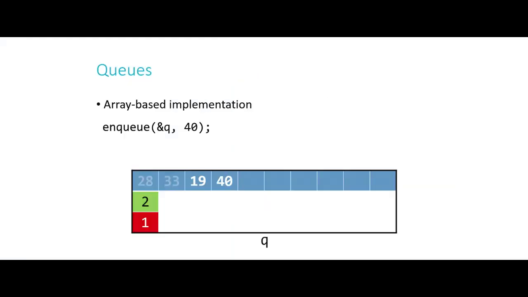And so after we've added 40 to the queue, well, what do we need to do? Well, the oldest element in the queue is still 19, so we don't want to change the front of the queue. But now we have 2 elements in the queue, and so we want to increase our size from 1 to 2.